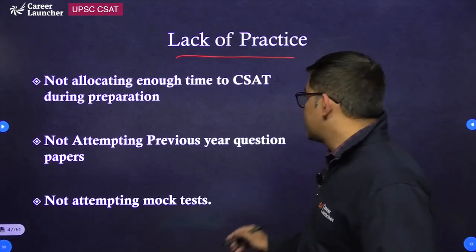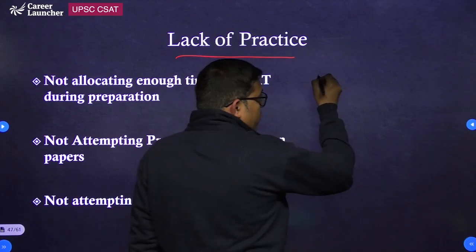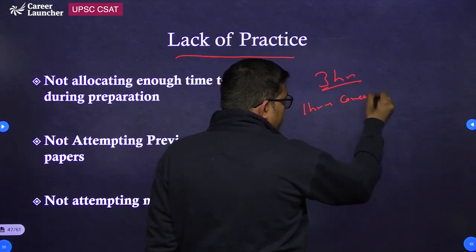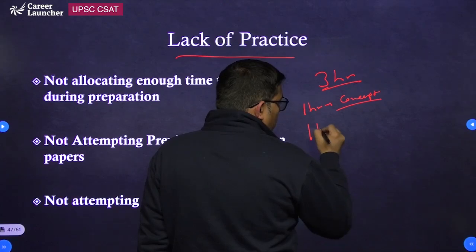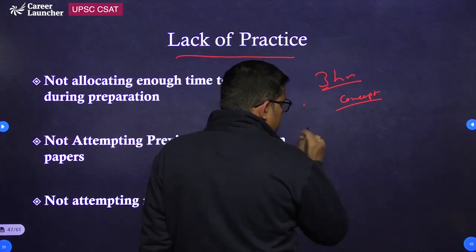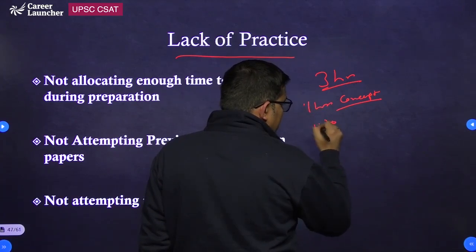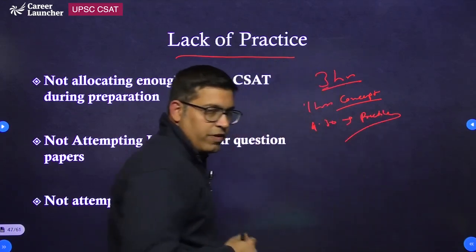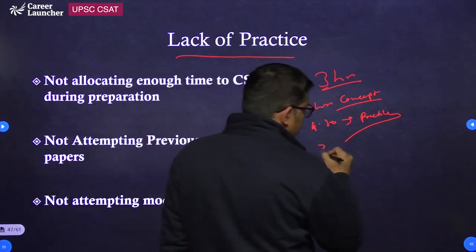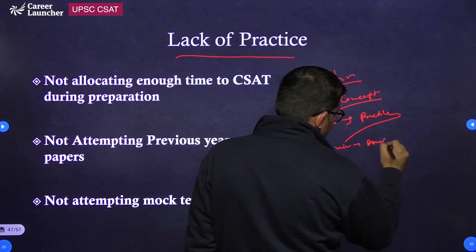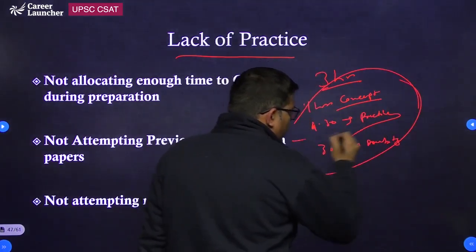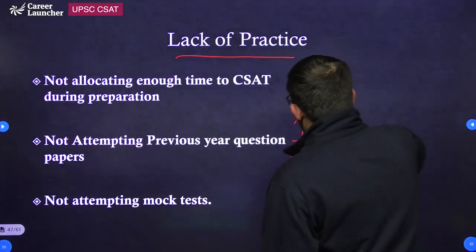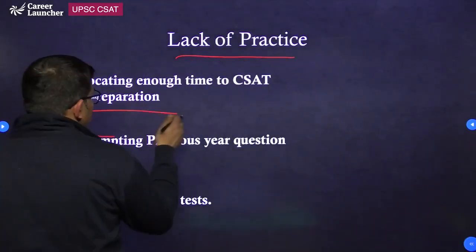Every class that runs here in Career Launcher is, let's say, a 3-hour class. The first 1 hour is dedicated to concept building, so we'll teach you the basic concepts. The next 1.5 hours are given to practice. We'll solve questions, faculty plus you will solve questions, and in the last 30 minutes we'll do the doubts. So that's how we teach you. The maximum portion in our class is dedicated to practice, because that's how you have to prepare for CSAT. So you have to allocate time for your practice.